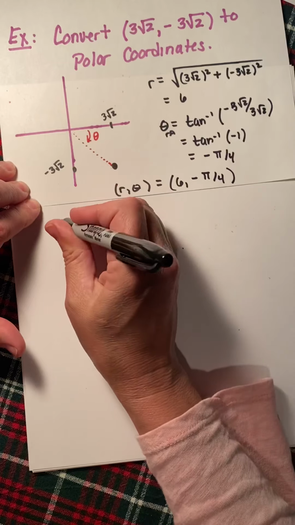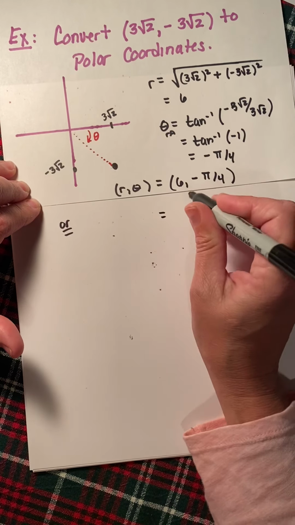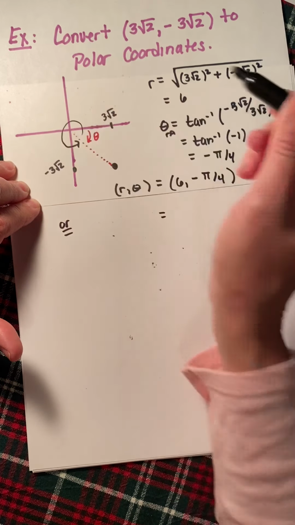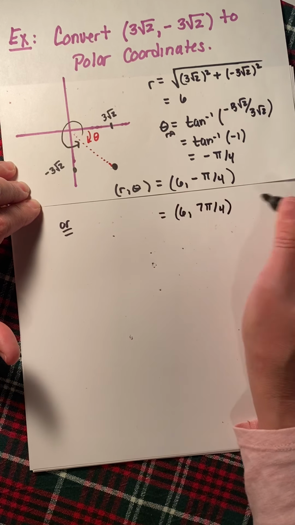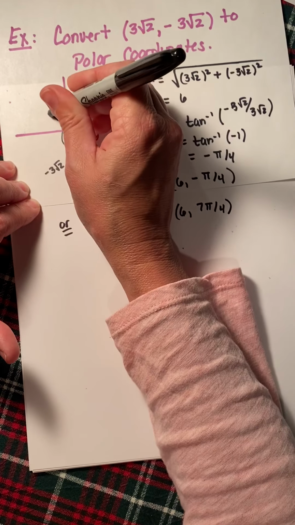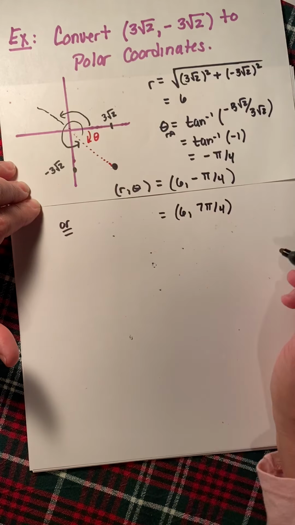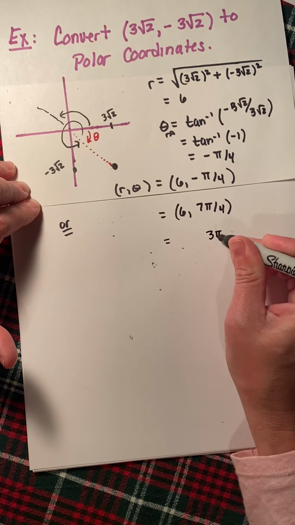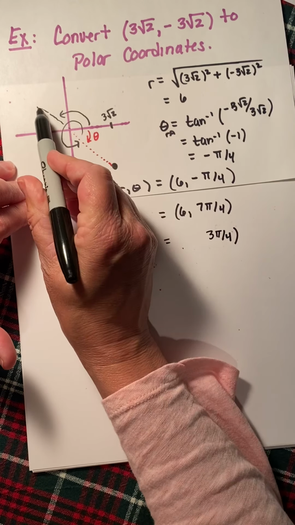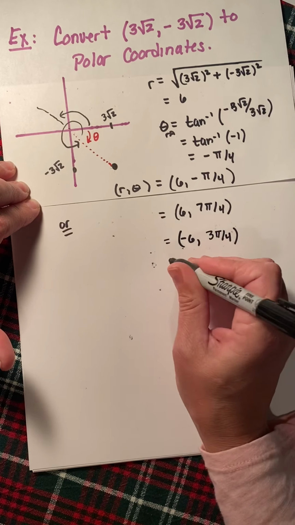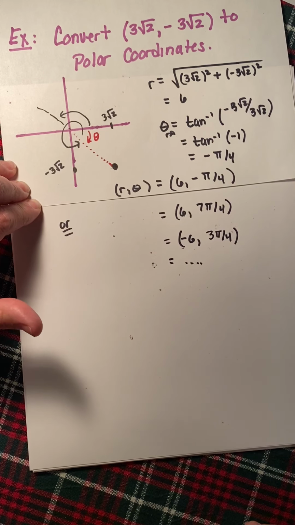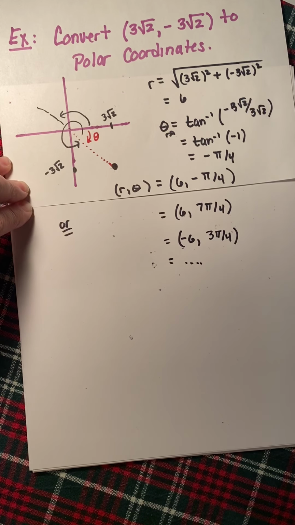So we could use this angle instead, which would have been 7 pi over 4. We could have used this side of it right here, which is 3 pi over 4. But if I went 3 pi over 4, I'm no longer on the terminal side, so I have to go in the opposite direction. So then it would be (negative 6, 3 pi over 4). And I can continue. There are infinitely many different ways I can write the point 3 square root of 2, negative 3 square root of 2 in polar coordinates.